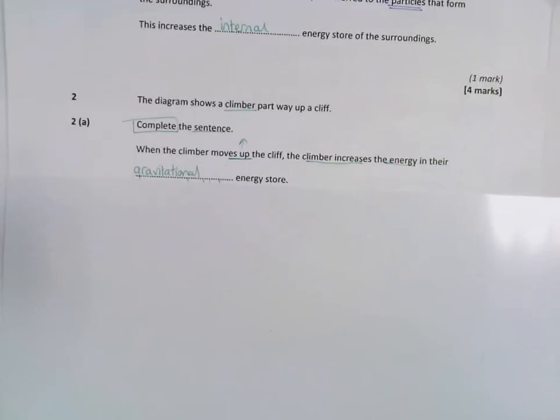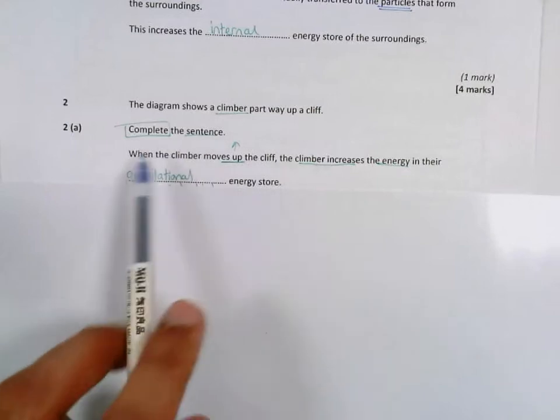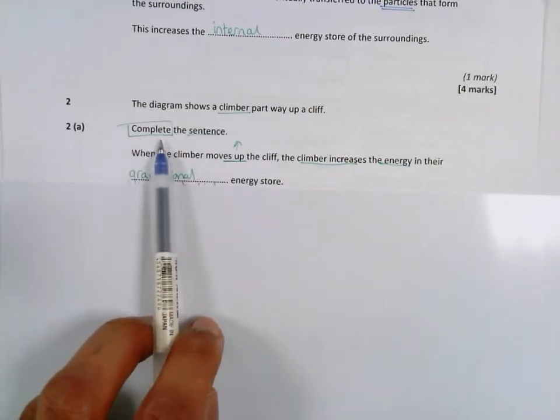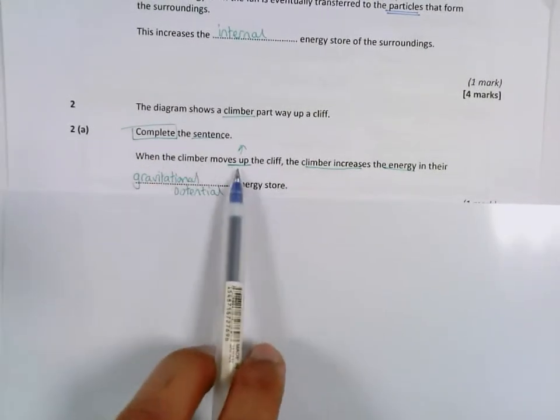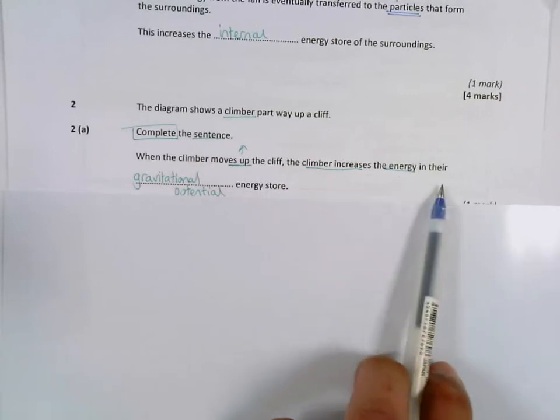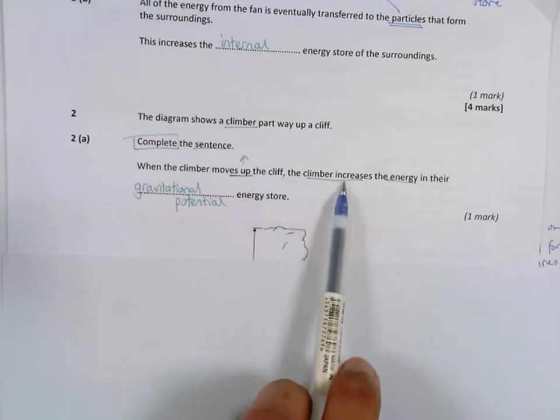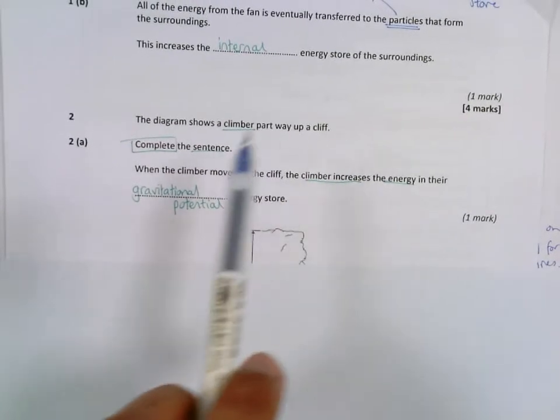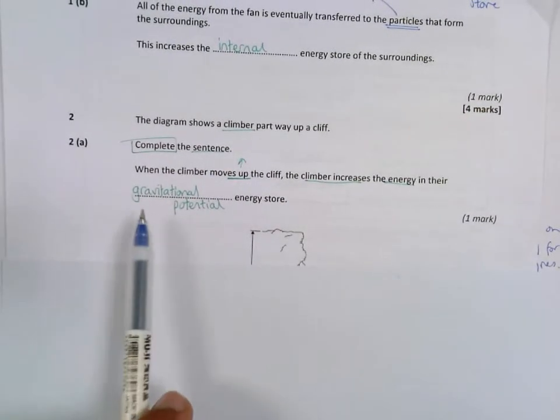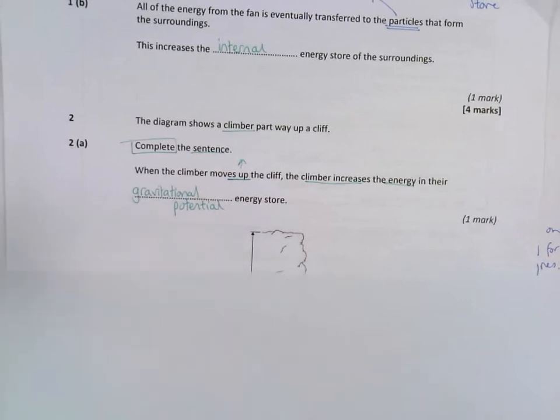2. The diagram shows a climber partway up a cliff. Complete the sentence. When the climber moves up the cliff, the climber increases the energy in their gravitational potential energy store. We know that because the higher an object or a person is, the more energy they have in the gravitational potential energy store. It's linked with height.